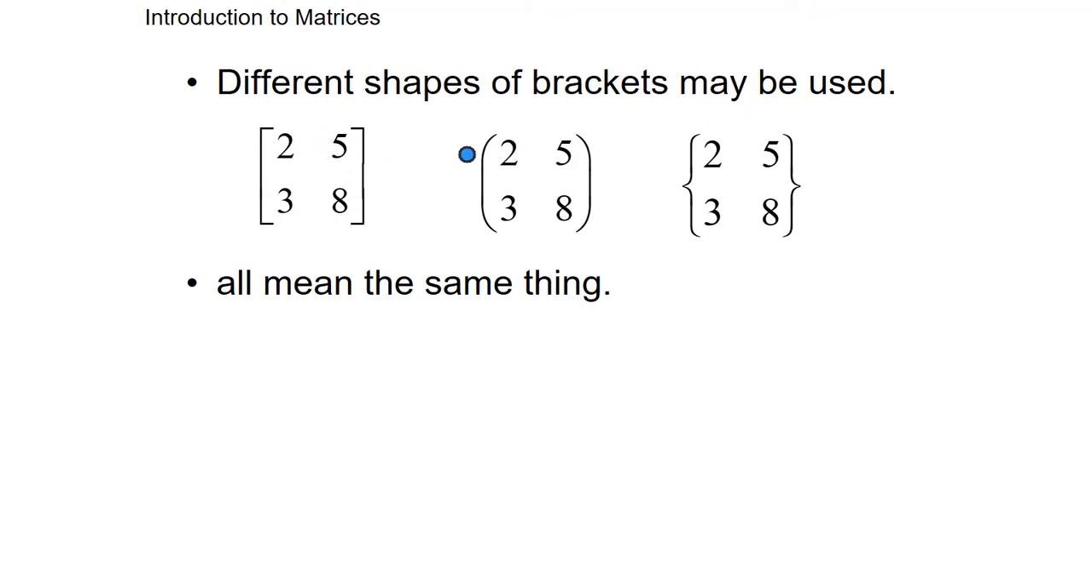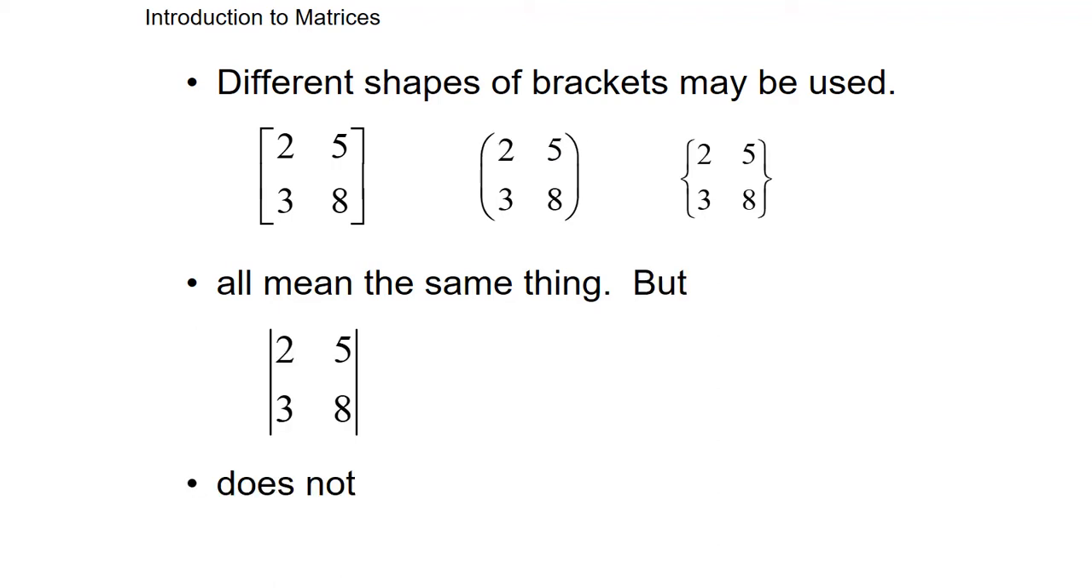The shape of the brackets is not critical. Square brackets, round brackets, curly brackets, the constructions all mean the same thing. However, one type to avoid is the straight vertical brackets. We'll come on soon to the fact that that means something different.